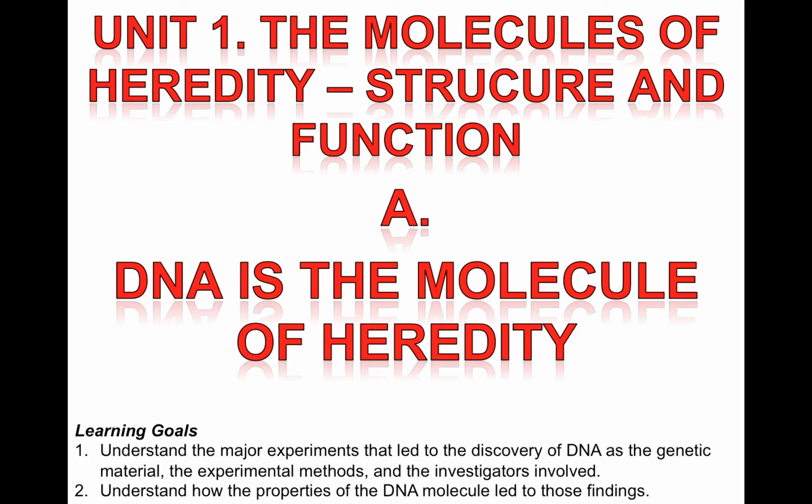The first lecture for Unit 1 discusses the experiments that led up to the discovery that DNA was the genetic material. The learning goals for this unit are to understand the major experiments that led to the discovery of DNA as the genetic material, what those experimental methods were, and who the investigators were that were involved. It's also to understand how the properties of the DNA molecule itself led to those findings.